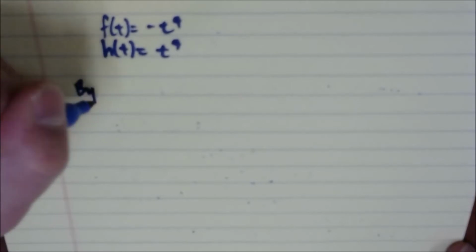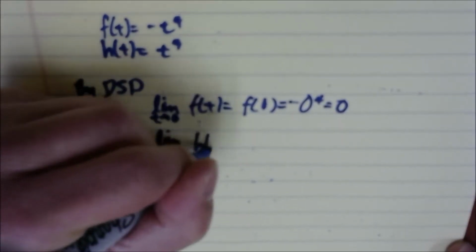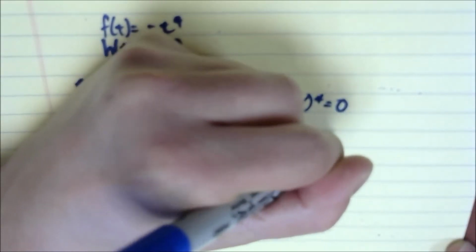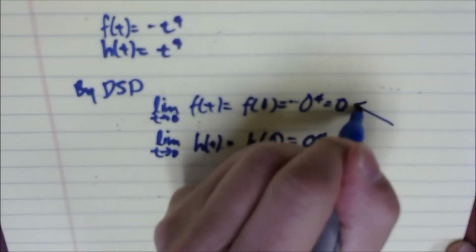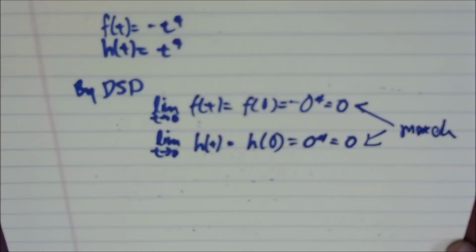Now these are different functions, but since they're both polynomials, by using the direct substitution property, DSP, we actually get that the limit as t goes to 0 of f of t is equal to f of 0, which is negative 0 to the fourth, or just 0. And then the limit as t goes to 0 of h of t is h of 0, again by DSP, and this is equal to 0 to the fourth, or just 0. Now since these two things match, the second requirement to the squeeze theorem is met.